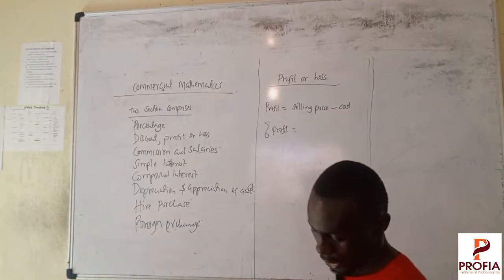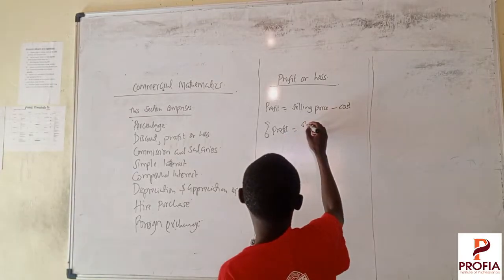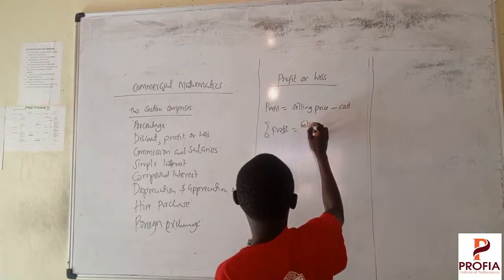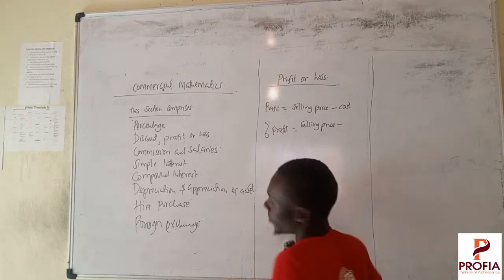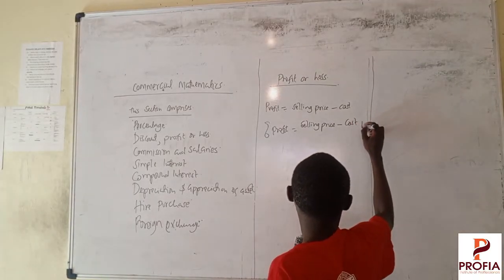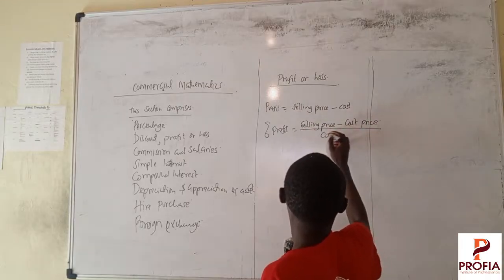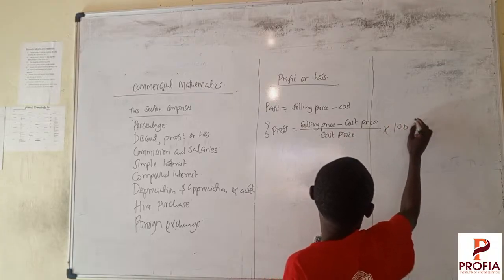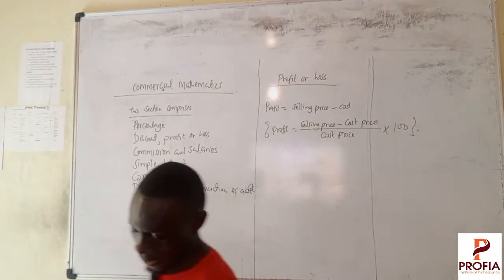Percentage profit: you take selling price minus cost price, selling price minus cost price all over cost price, times 100%. This is the formula of getting percentage profit.